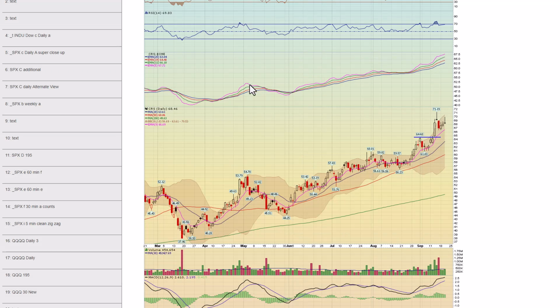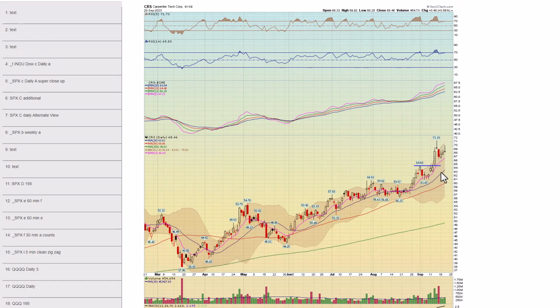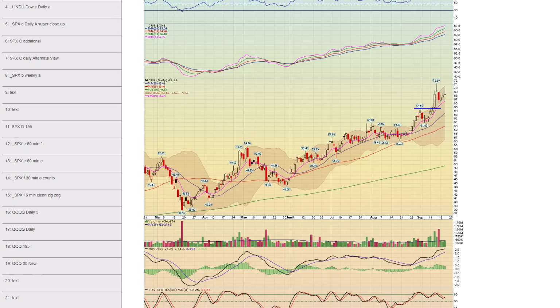Chart 75, CRS, this was the long idea from early last week. They gave a nice trade. Hopefully you've taken some profits by now.